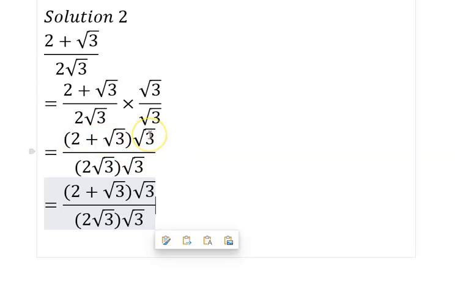2 times root 3 will give us 2 root 3. You need to multiply with care so that you don't make a mistake. You do it one after the other. 2 times root 3 will give you what? 2 root 3. Since we want to multiply now, let's bring it out.